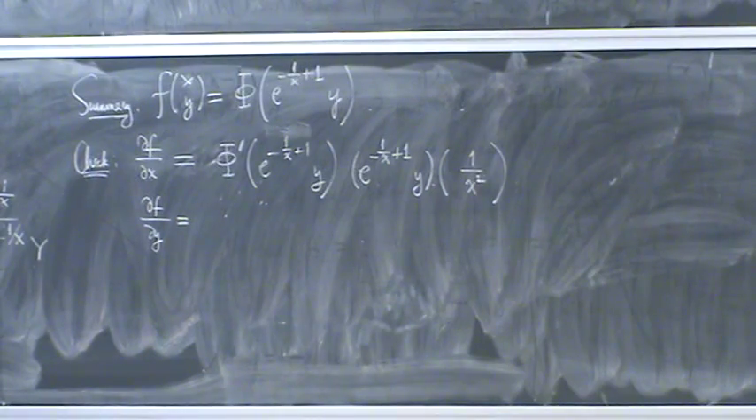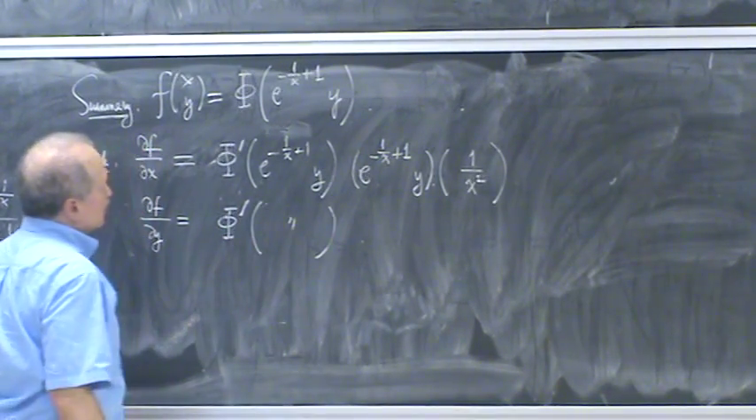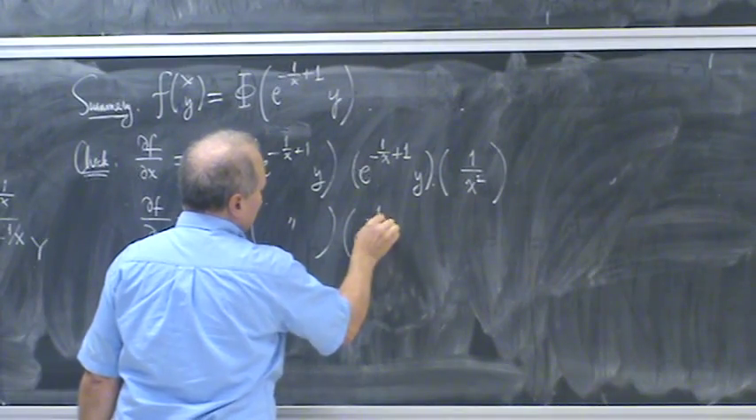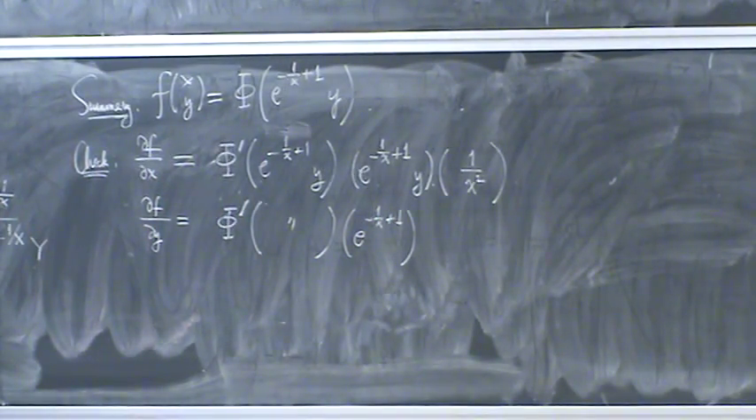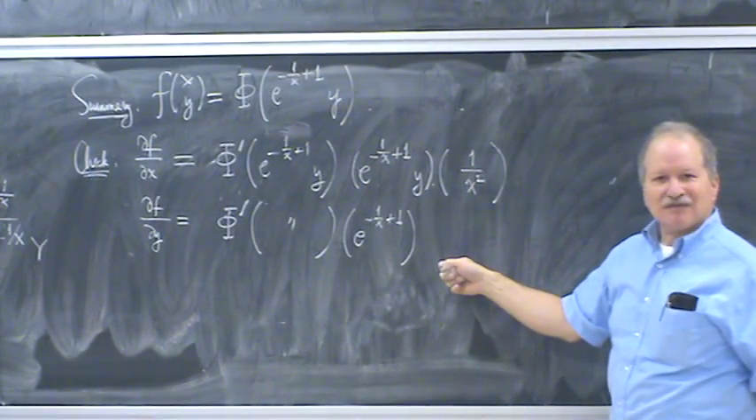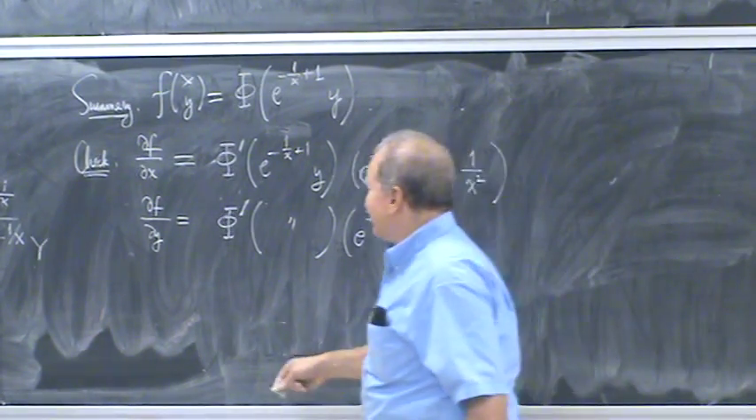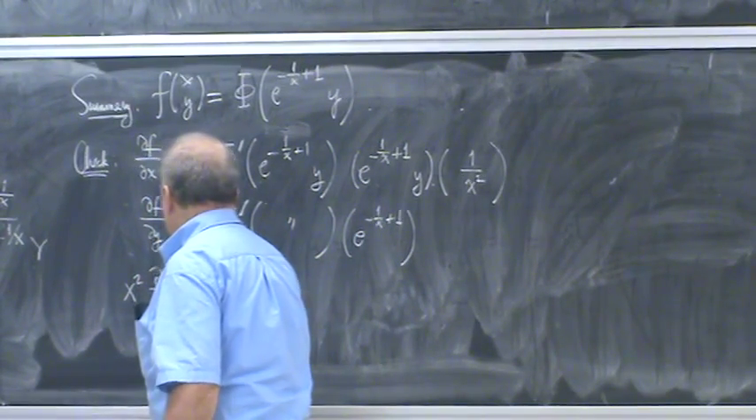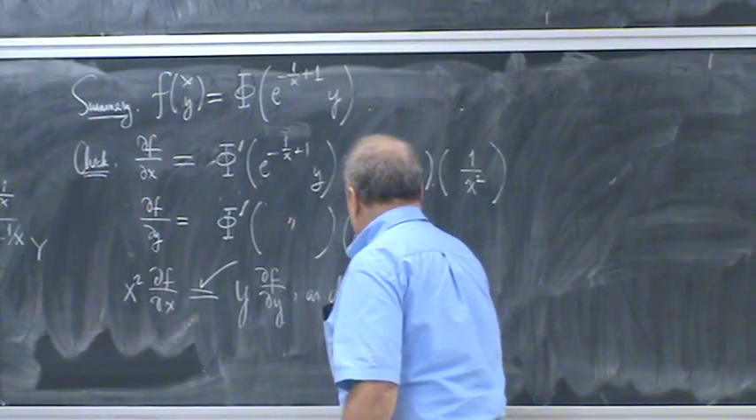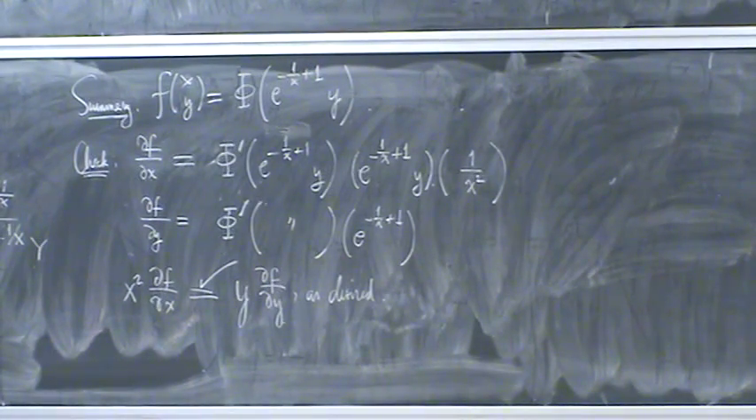Everyone agree? What's the partial with respect to y? Phi prime of blah times the derivative of blah with respect to y. So let's see. Ask yourselves, if I multiply this by x squared and this by y and subtract them, it worked, right? x squared times the partial with respect to x does indeed equal y times the partial with respect to y, as desired. And I'll let you think about what happens in the other quadrants. It's not hard. If you've understood this, you need to sit down and think about it. Okay?